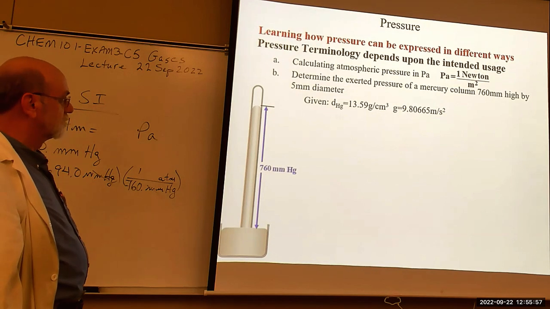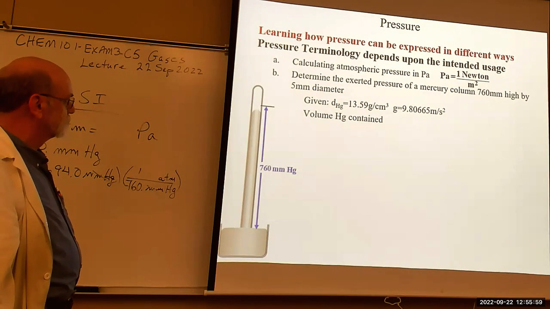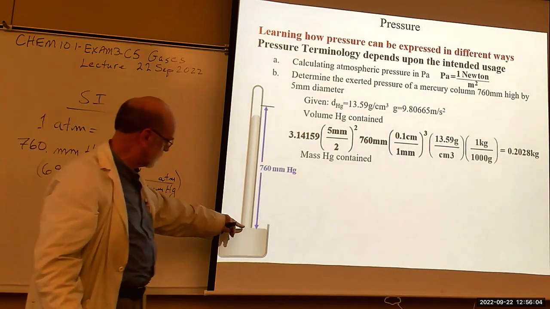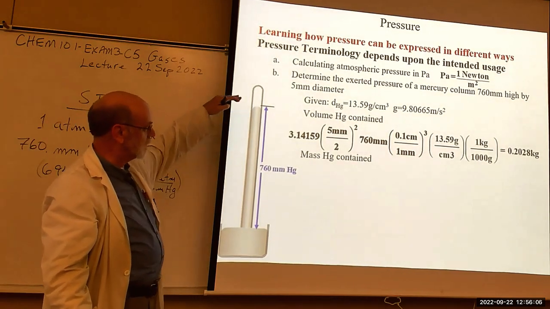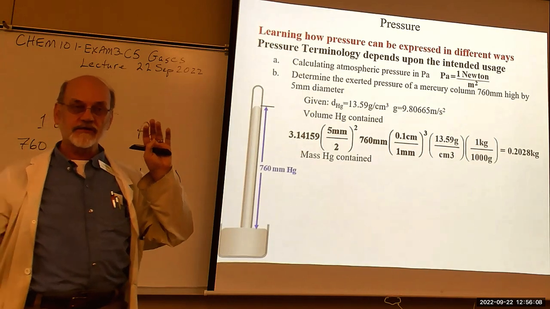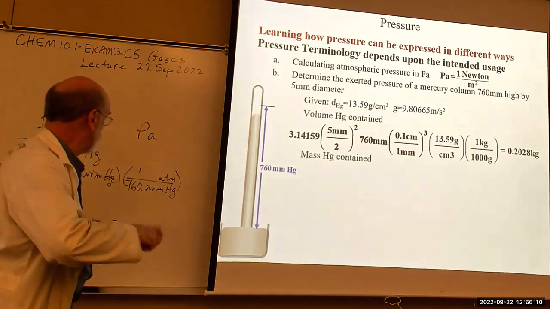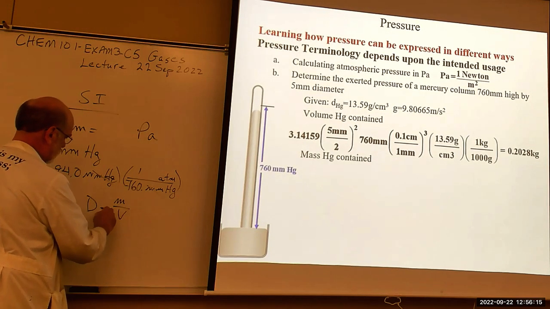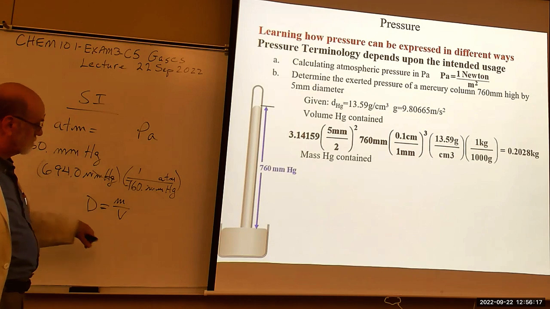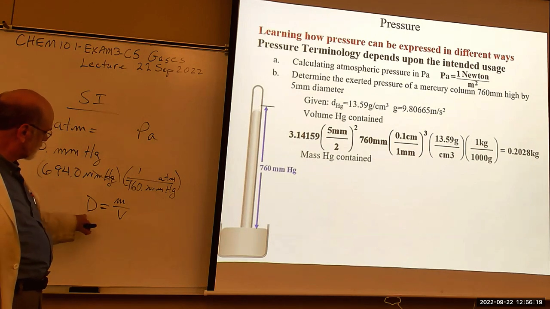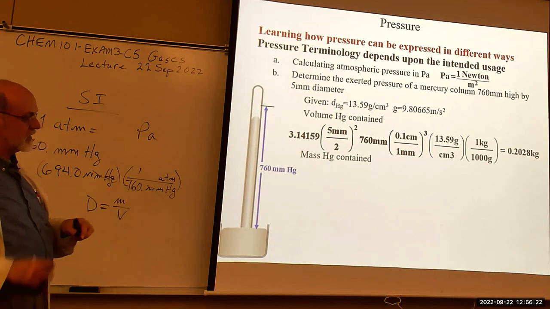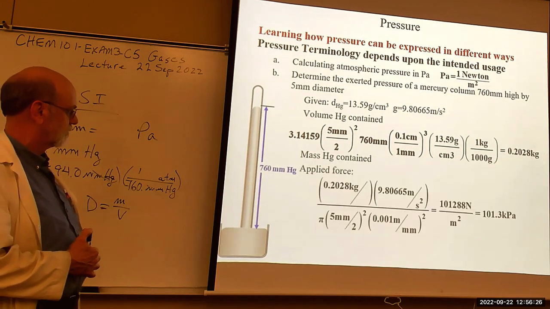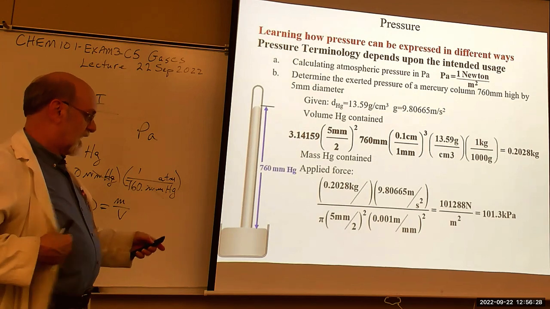And that can be done simply by determining what volume of mercury that is from here to here. And using the volume, then we can use the density formula, mass per unit volume. We got the volume of mercury, we got the density of mercury, so we can find out what mass that is.